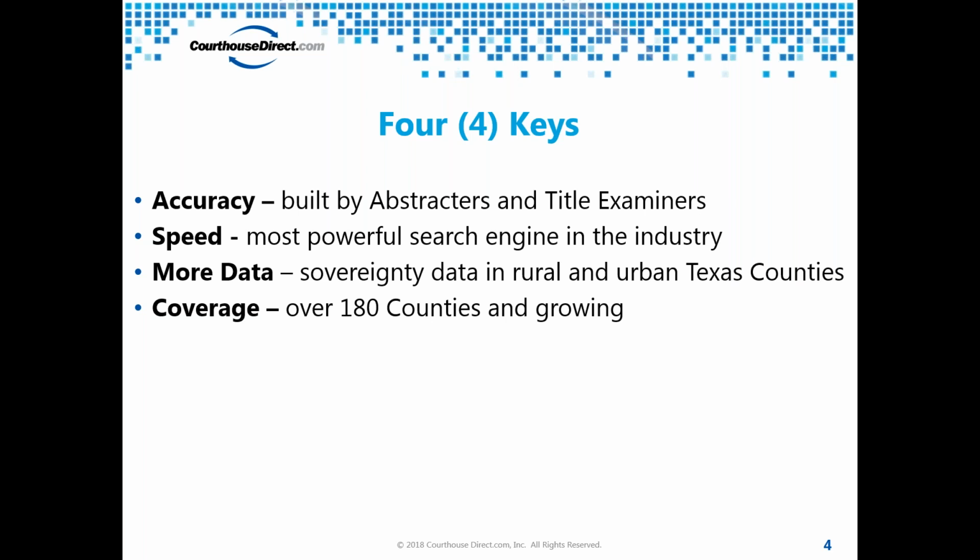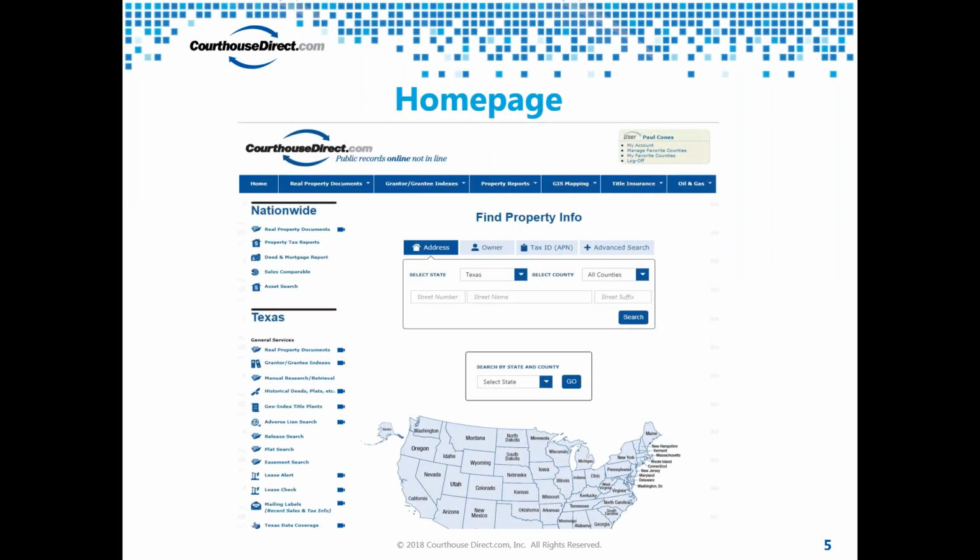Also, as a company, we have more data. We're going into counties and scanning the handwritten grantor-grantee indexes, all the deed records, the oil and gas records, all the records we can get our hands on, and making that available to you as a title agent. Also, our coverage: we continue to scan counties, and we have 7 scanning crews at any given time in different courthouses or title companies scanning records. So that data continues to grow.